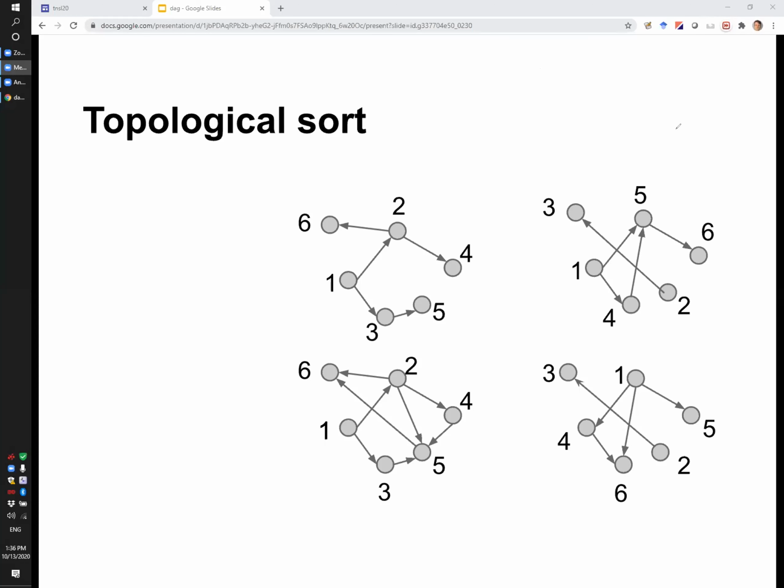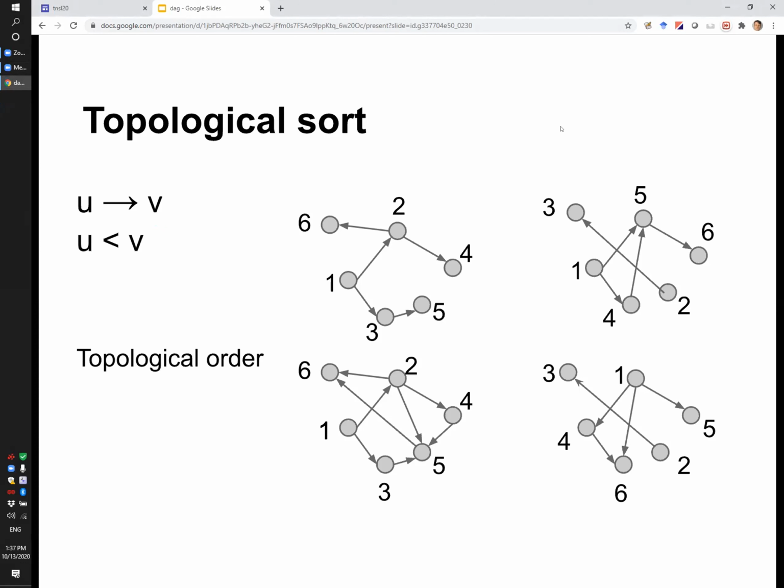So in any of these graphs, if you look at any edge, you always have the edge going from a lower number to a higher number. Or in other words, the number at the tail is smaller than the number at the head of any of the edges, of any of the arrows. And yes, this is what's called the topological sort: numbering of nodes such that whenever you have an edge from U to V, U is smaller than V. That's called the topological sort.